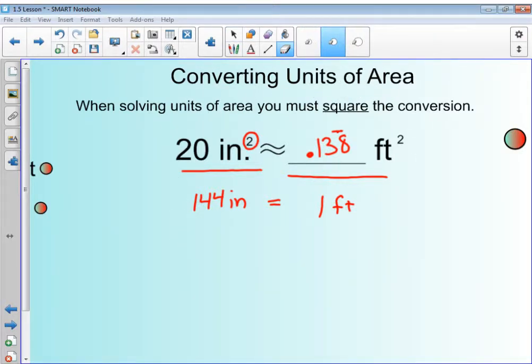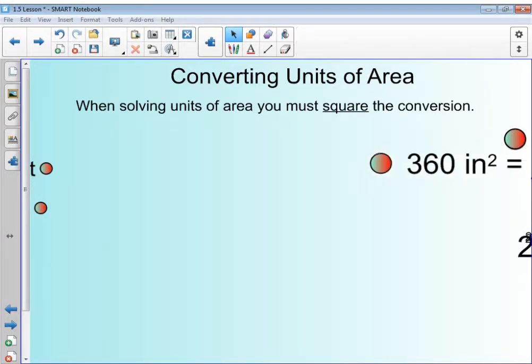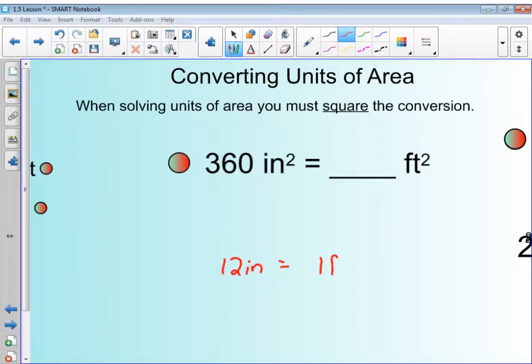Like I said, the new step today is, because we're working squared, we're going to square our conversions. Okay, so here I have 360 inches squared into feet squared. So my conversion, well, 12 inches equals 1 foot. Because we're doing area squared, we're going to square our numbers in our conversion before we write them into our comparison ratio or our proportion. So 12 squared is 144, and 1 squared is 1.